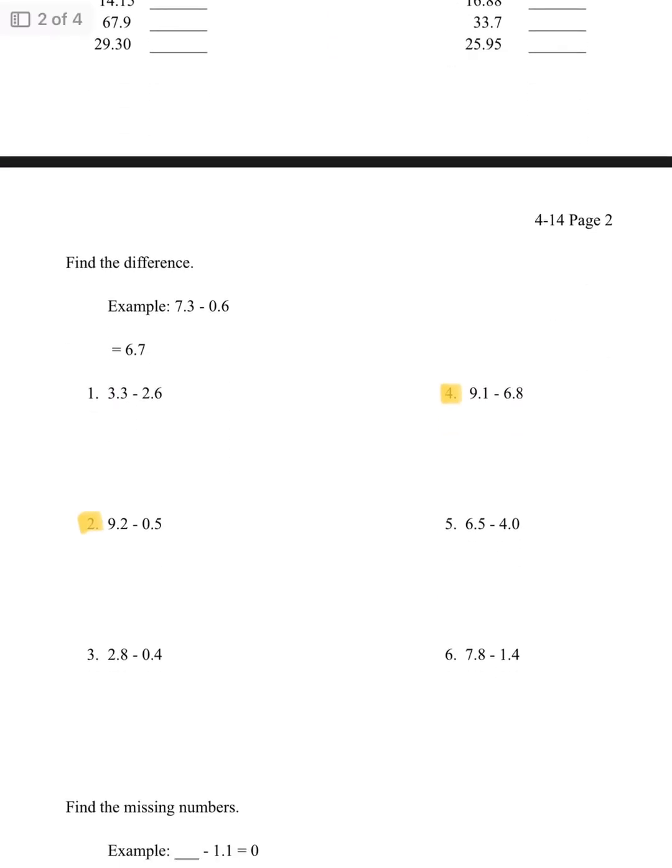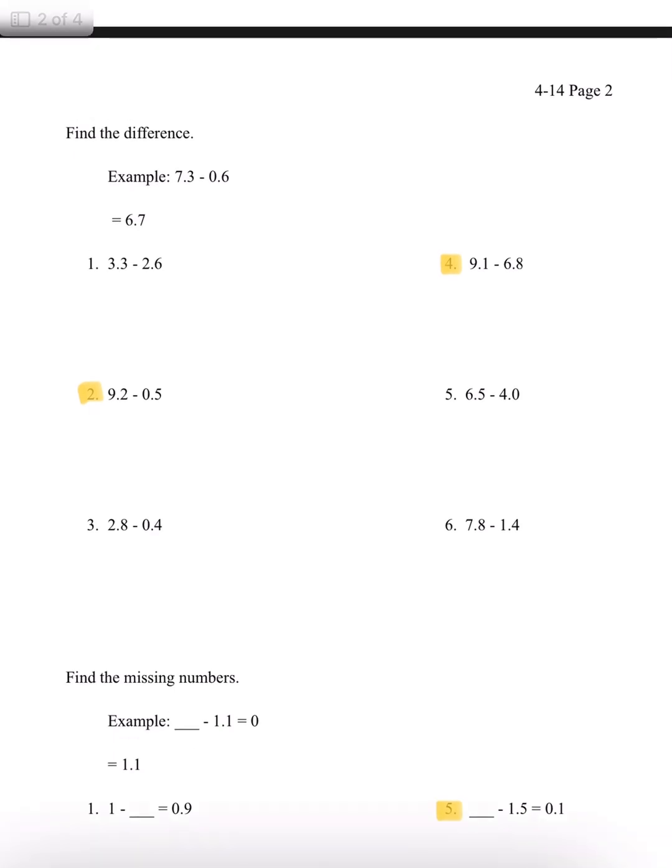Moving on to page 2. Let's read the directions. It says, find the difference. And the difference is the answer in a subtraction problem. So our example shows 7.3 minus 0.6. And our answer we got was 6.7. I'll be going over number 2 and 4.